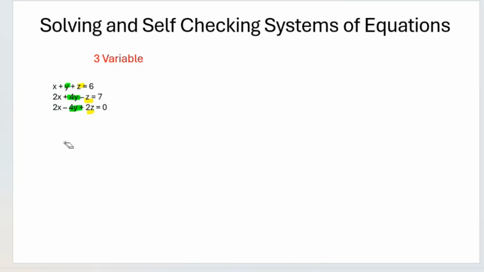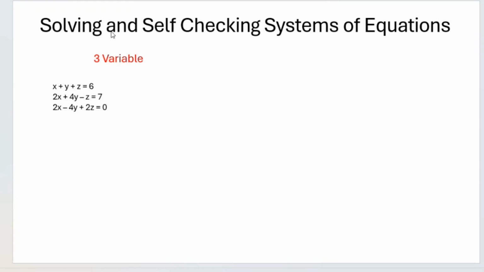One of the big things that we know about systems is that we need to figure out values for the variables that will make each one of these equations true. So the x that we figure out for the first one has to work in the second equation, and it also has to work in the third. Same thing for the y's, same thing for the z's.